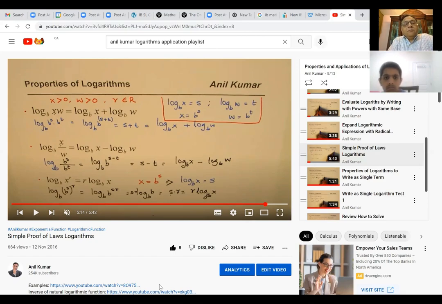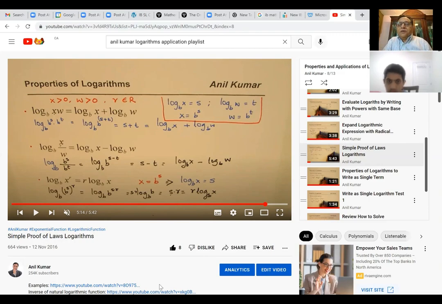So remember, the product of x and w should be positive, right? Because log is defined for positive, non-zero numbers, correct? So what we are doing here is a substitution. Let x be b to the power of s. Our substitution is log to the base b of x, let it be s, and log to the base b of w be t. We'll make this substitution to prove all of them.